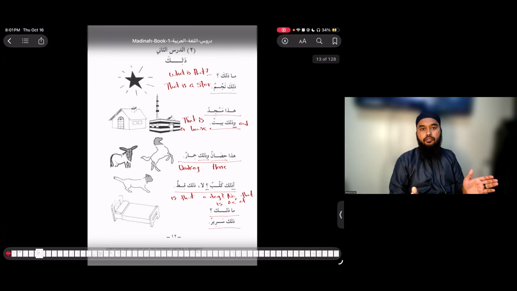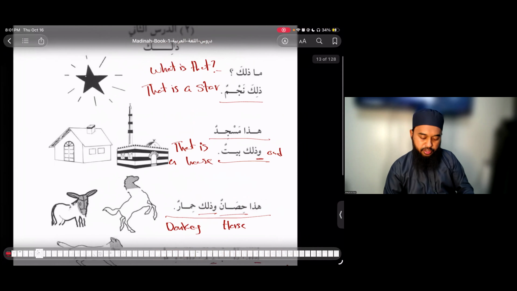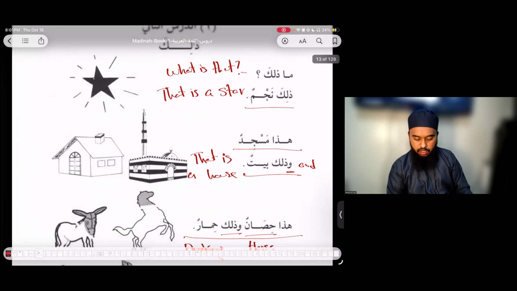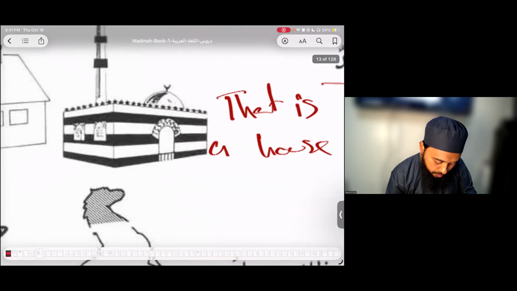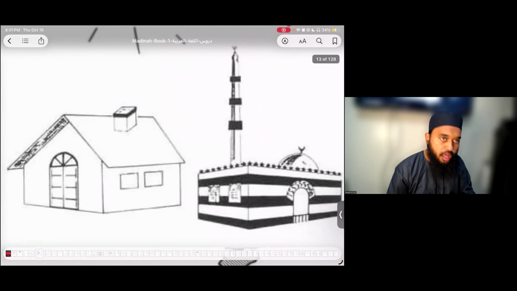So it's the same exact procedure. The same exact pattern. All you got to do is add the word dhalika and you just make your own sentences. Dhalika means that, hada means this. And that's exactly what the author tells us in his book. Ma dhalik, dhalika najmun. Hada masjid wa dhalika bayt. This is a masjid and that is a house.